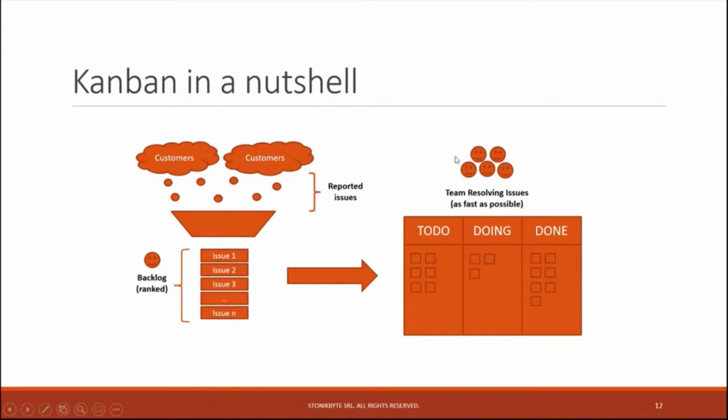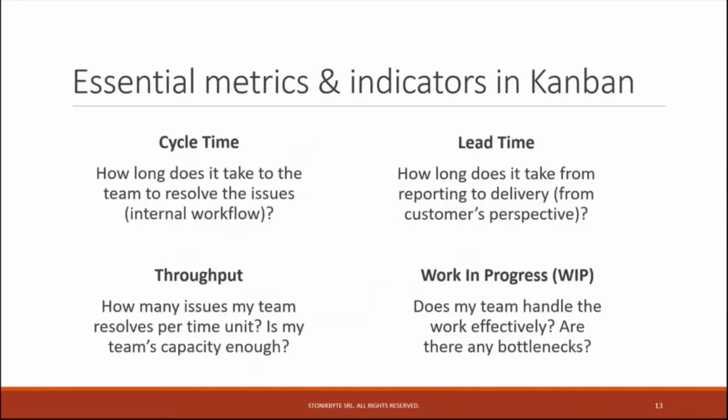And there is a team that picks items continuously from this backlog, drags them into their board, in the to-do column, then resolves them by moving them to doing, and then to done, and so on. And the idea is to resolve the issues as fast as possible. And so for this type of project or process, there are some key metrics and indicators that you should look at. First is the cycle time.